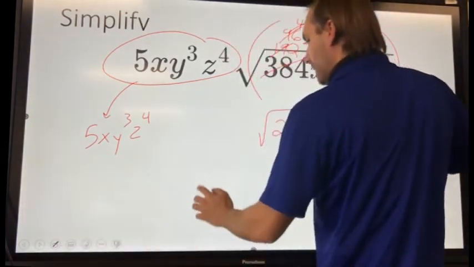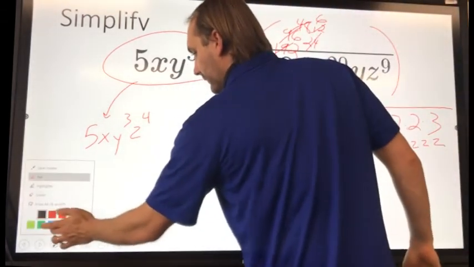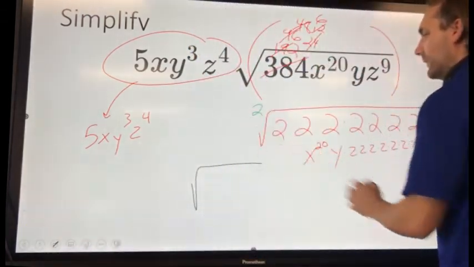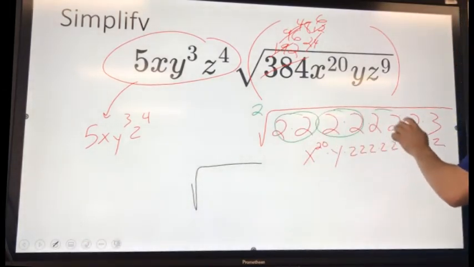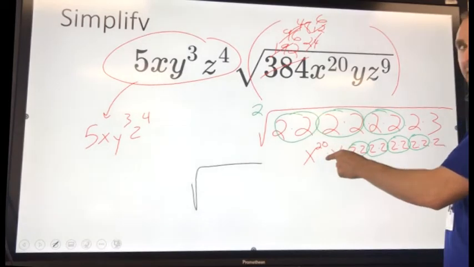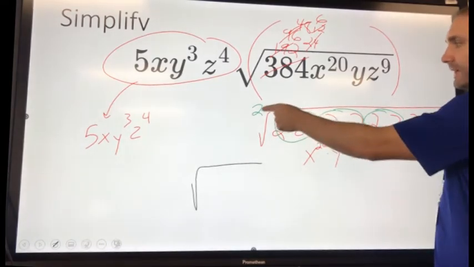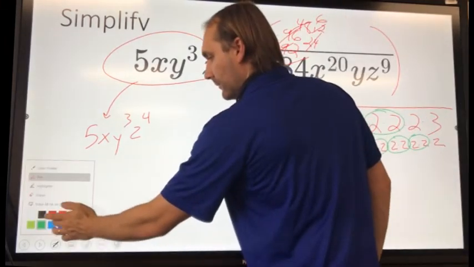Now we compare the two. So what are we circling? Sets of 2's. So I have 3 sets of 2, 1, 2, 3. I have nothing else with the numbers. No sets of y's. How many z's? 4. And then 10 sets of x, right? Because 20 divided by 2 is 10.